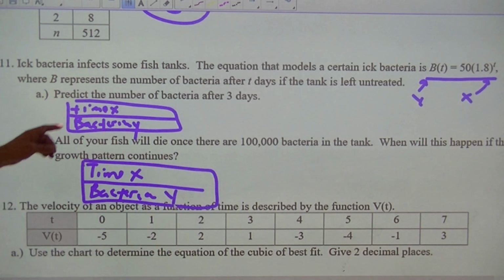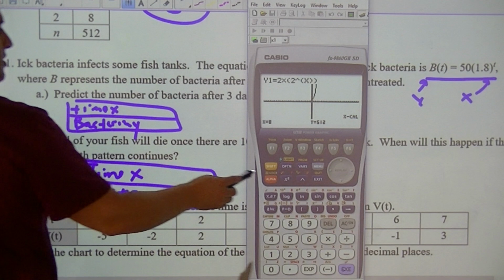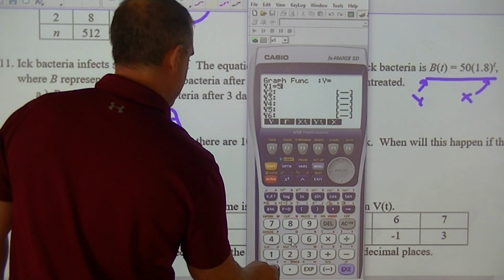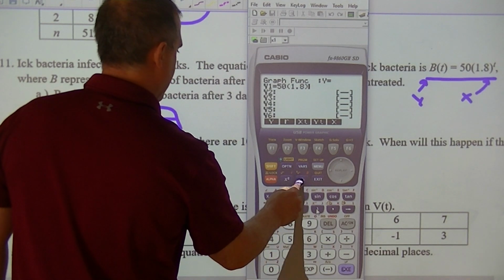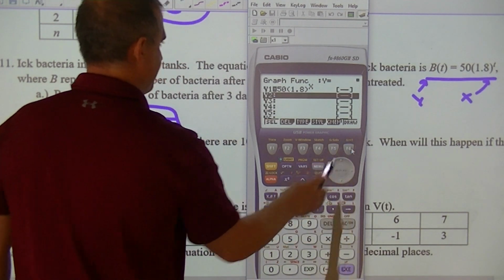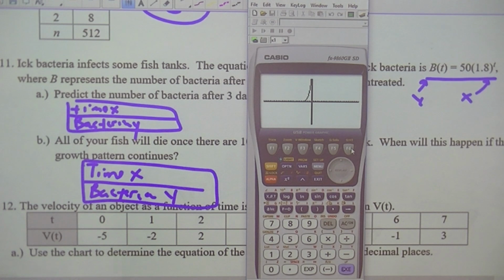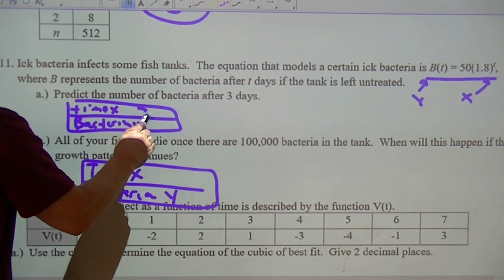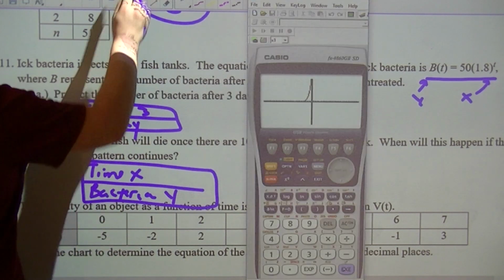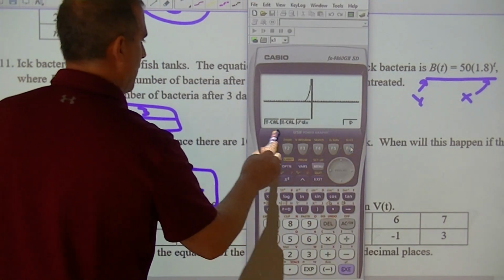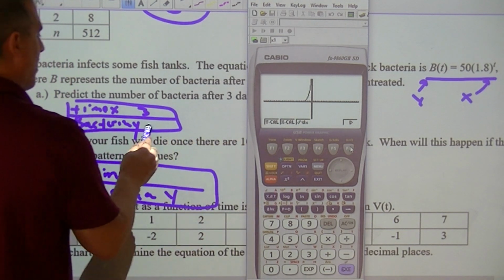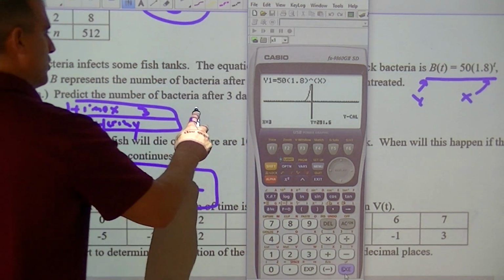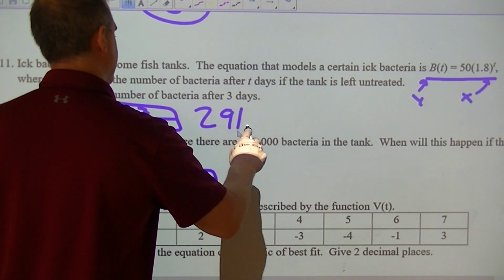Okay, so what's nice is I can just go into the graph and put that equation. 50, 1.8 exponent, I'm going to use x. Okay, that's good enough. I can see that. Okay, so it says, what will the bacteria be after 3 days? So the 3 would go here, so when I do this calculation, GSolve, I'm going to do a y-cal, because I already have the x. And I'll put 3, and it'll give me 291.6.